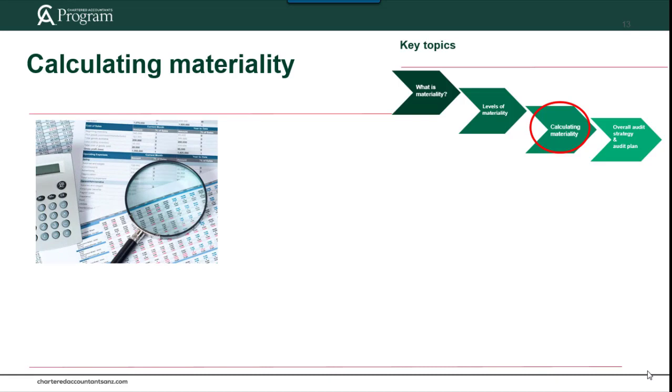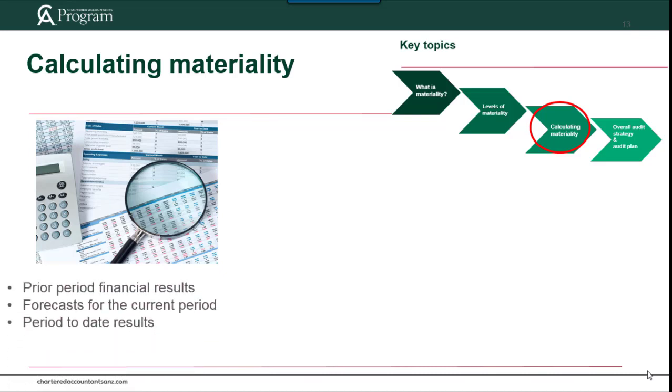Once an appropriate benchmark is identified, relevant financial data is used to calculate overall materiality for the audit client. At the planning phase of an audit, this data might be, for example, prior period financial results, forecasts for the current period, or period-to-date results. It's common practice for the auditor to calculate what materiality is expected to be for the 12 months based on the results to date.